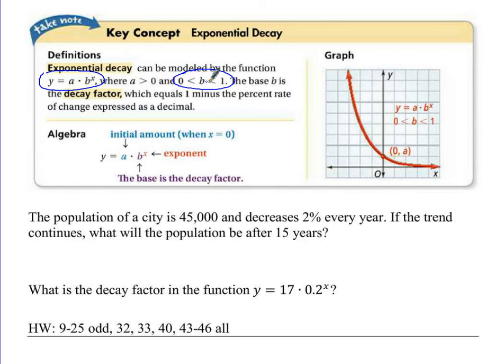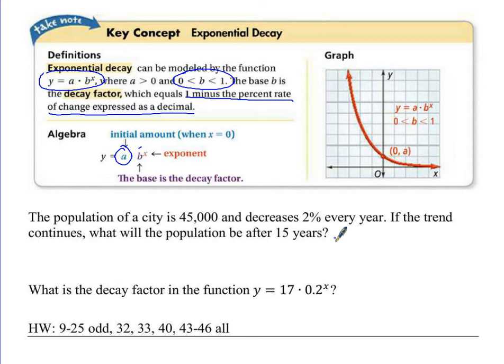So the base B, this number right here that you see, is called the decay factor. And you just do 1 minus the percent rate of change as a decimal. Just like in the last problem when we're doing growth, we did 1 plus the percent rate of change. Here we're doing 1 minus the percent rate of change to get us below 1, between 0 and 1. So again, the initial amount is still sitting right here, that A. Whatever we start with, that's your number. And then the base is the decay factor, and we still have that x power sitting there. Our graph looks like this. Rather than looking like that with our growth, it looks like this, and we're calling that decay.